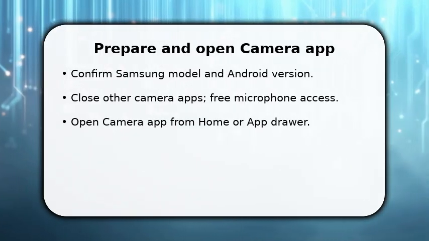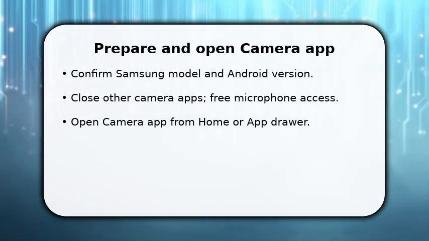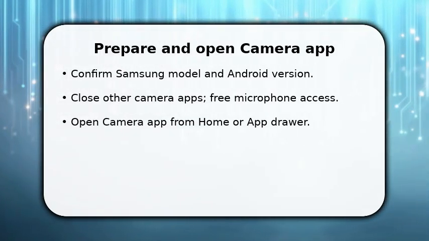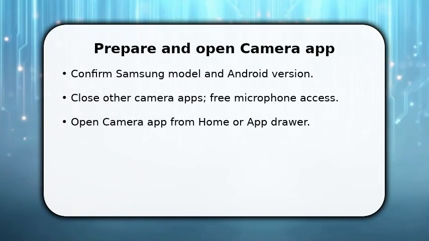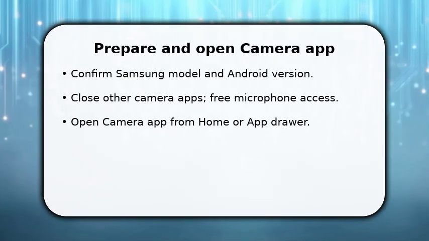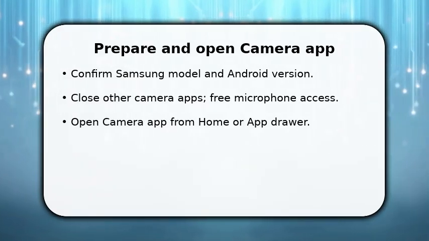Once the camera app is open, switch to photo mode if needed, and tap the settings gear. You need to reach the camera settings menu to proceed. This first step gets you into the right place quickly so you can change the sound behavior.